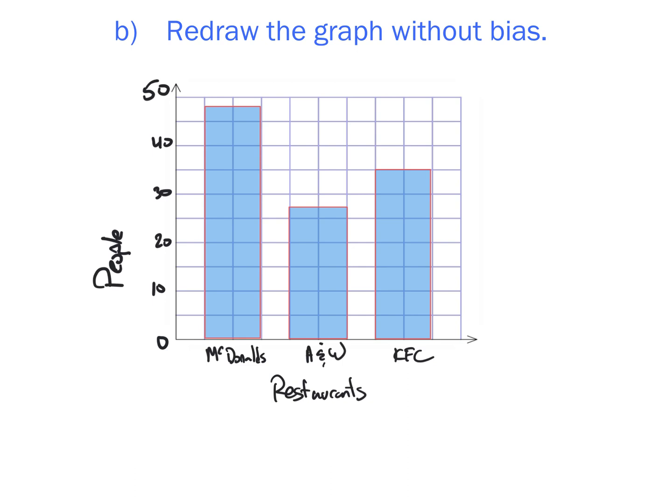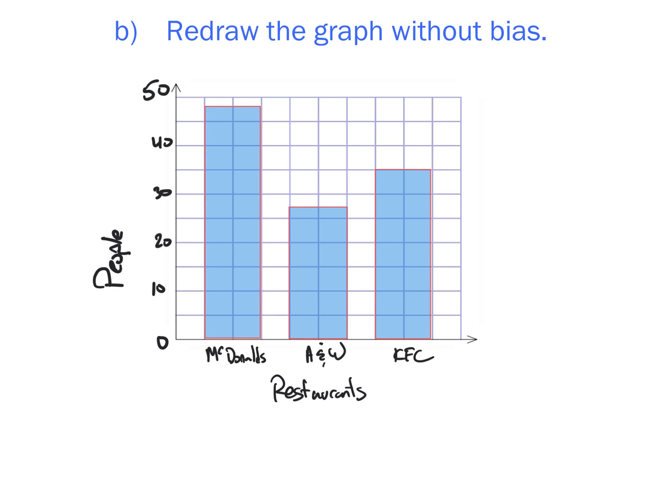Also, the other thing that's important is that your scale has to be consistent. And yes, it has to start at 0. Every grid square is 5. That works. And you need to label what those numbers mean. They're the number of people. These are restaurants, and they are McDonald's, A&W, and KFC. There's our graph without bias.